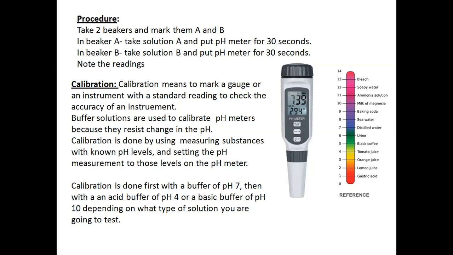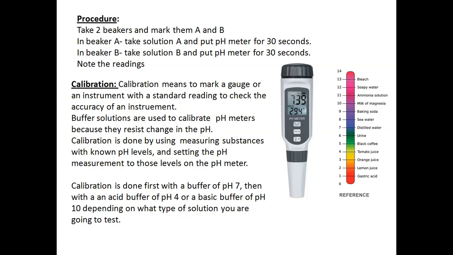So calibration is important because if your pH meter is not working properly or is not calibrated properly, it will give you wrong results. So when you see a pH meter says, for example, pH 7, you have to make sure that the pH is actually 7. So for that, you have to calibrate your pH meter before taking the readings. So how is a pH meter calibrated?